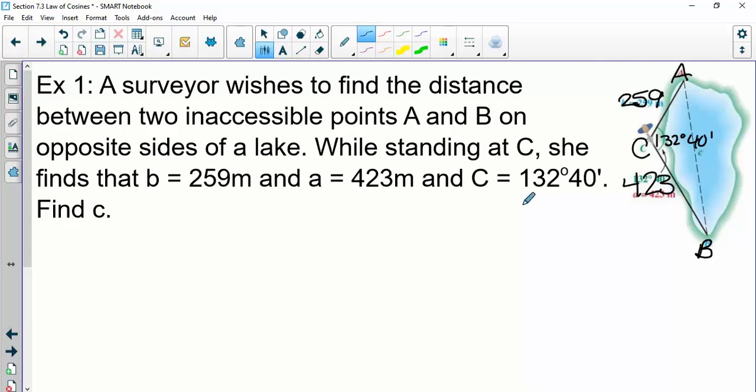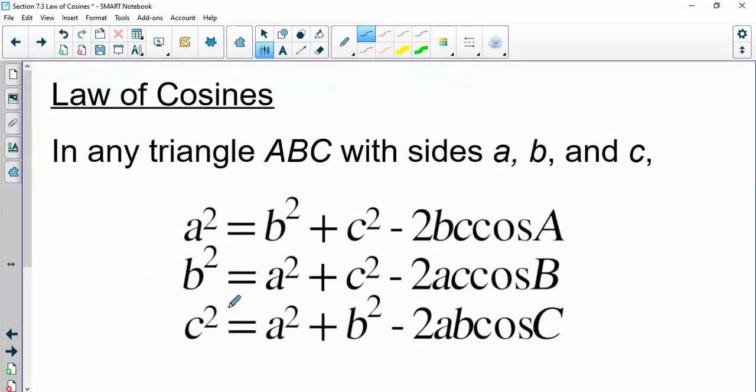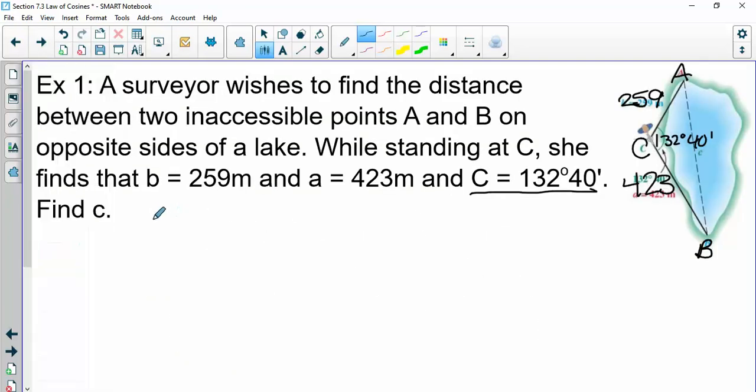The only version I can use is the one that involves angle C. So if you're looking at this, we are going with the third one. C squared equals A squared plus B squared, remember, A, B, and C are the sides, minus 2AB cosine of angle C.